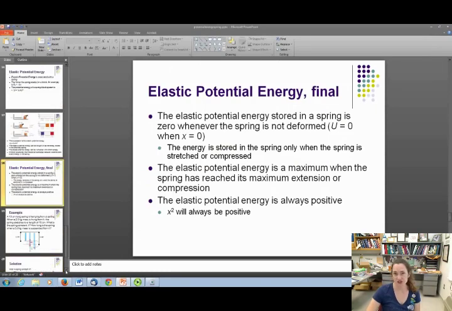Again, because it has to do with the displacement from equilibrium, if the spring is at equilibrium, if it's not deformed, then the potential energy is 0. You can only store energy in a spring when it's stretched or compressed. You get the maximum potential energy when you've reached the maximum displacement of the spring, and then 0 when it's at the equilibrium position. Unlike gravitational potential energy, elastic potential energy is always positive, because the spring constant is always a positive number, and x squared is always going to be a positive number.